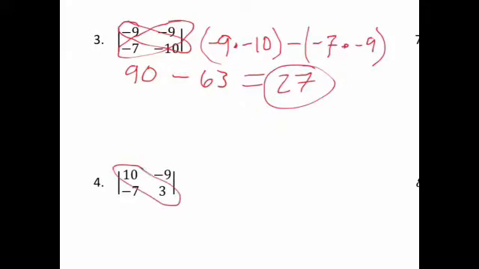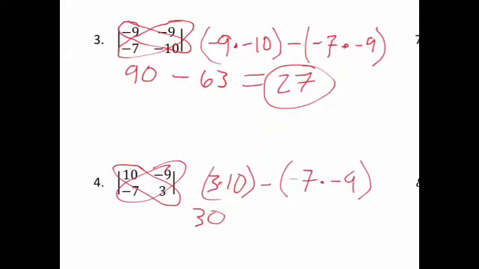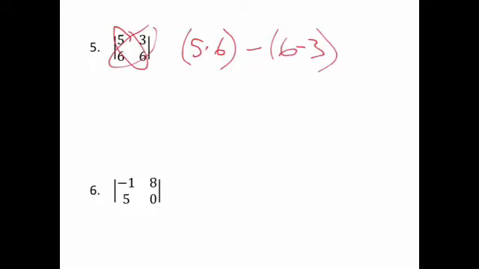And then moving on to 4, take the main diagonal times together. You got to subtract the other diagonal times together. And we'll get 30 minus 63, which is going to give me negative 33. Moving on to 5, take your main diagonal times together. Take your other diagonal times together. And then subtract the other one from the original one. That's times, not subtract. 5 times 6 is 30. 6 times 3 is 18. So 30 minus 18 is going to give you 12.